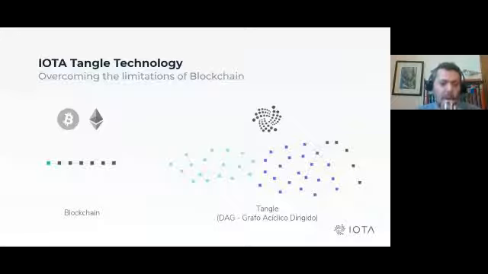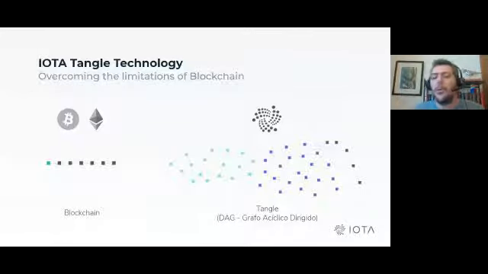So this is the way IOTA deals with the blocks limitation of blockchain. And also, as you might already understand, if I'm going to be doing the proof of work to validate two other transactions, there are no fees because I don't have any miners. I mean, I am the miner.